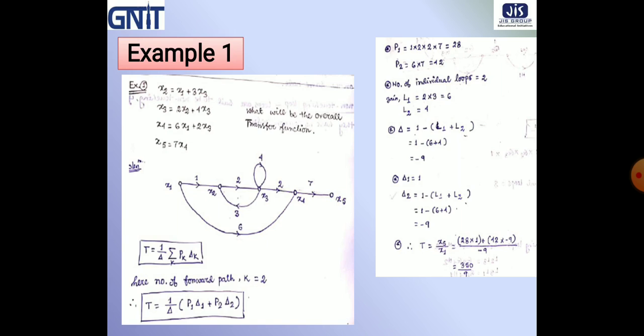Now, if we consider this, here the x3 node is traveled more than once. If we travel like this, then x3 is traveled more than once, so this is not our forward path. So here only two forward paths are there. One is this and another one is this. So the number of forward paths, that is k, is equal to 2.